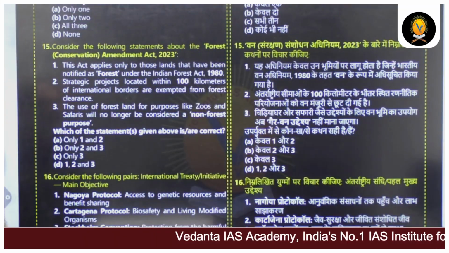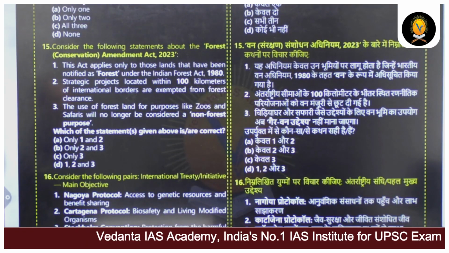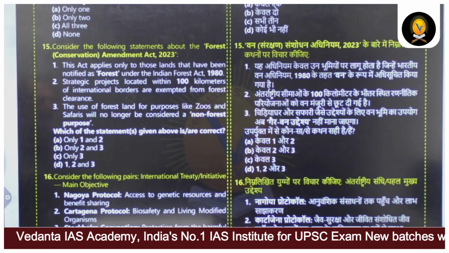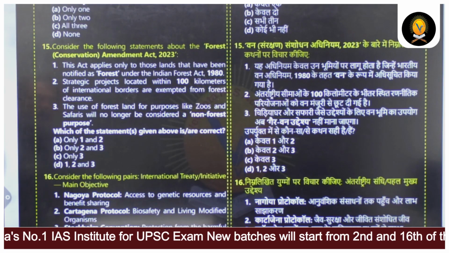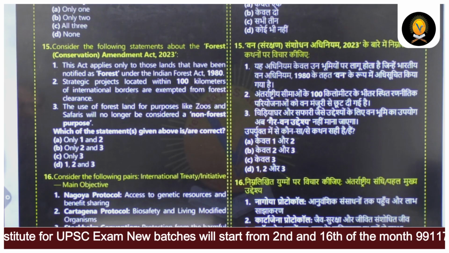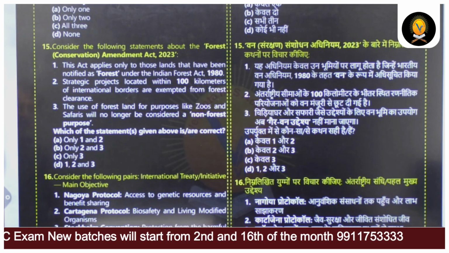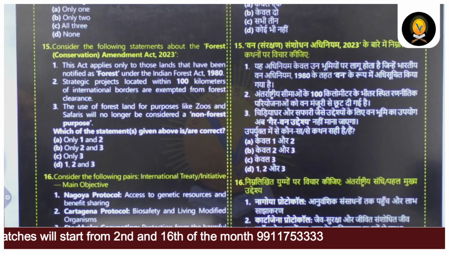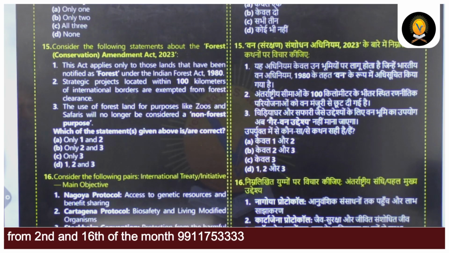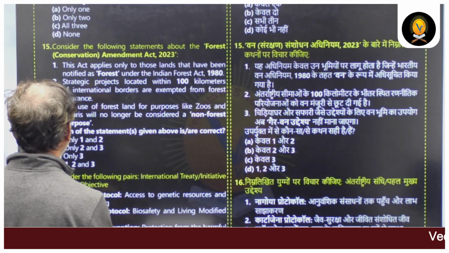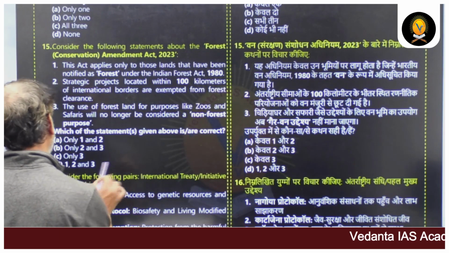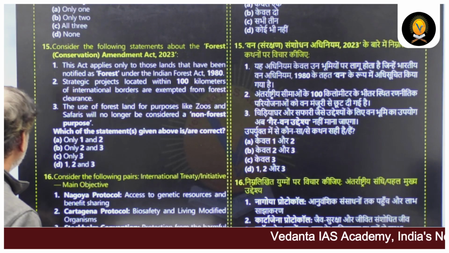Consider the following statement about the Forest Conservation Amendment Act 2023. This act applies only to those lands that have been notified as forest under the Indian Forest Act. Okay. It is correct. Strategic projects located within 100 km of the international border are exempted from forest clearance. It is correct. The use of forest land for purposes like zoos and safaris will no longer be considered as a non-forest purpose. This is incorrect. So, question 15 answer is 1, 2 and 3. Sorry, the use of forest land for purposes like zoos and safaris will no longer be considered as a non-forest purpose. They will be considered as a forest purpose. Okay. So, 1, 2, 3 are correct.